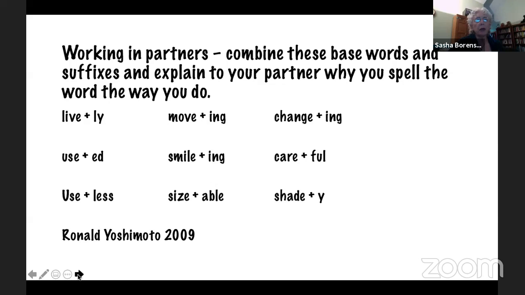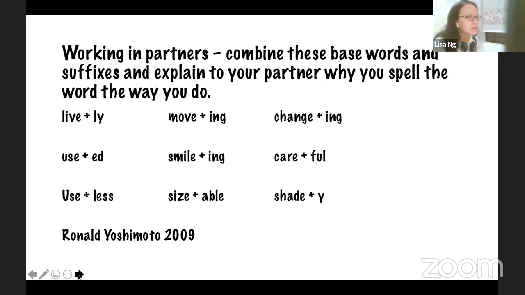Who can do another word? I can do one. Okay, Laura. Changing. Okay. What are you going to do? Drop the E. And why? Because the suffix starts with a vowel. I agree.